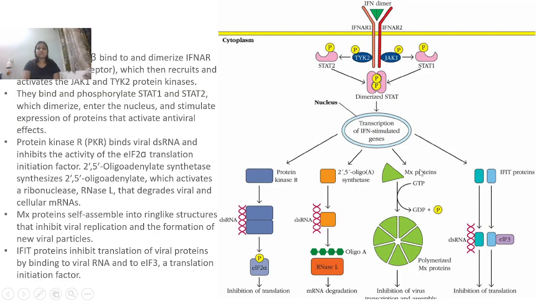So these MX proteins will convert GTP to GDP plus P, and they will self-assemble together. You can see this is the complex formed by the MX proteins, and they will form a ring-like structure and will inhibit viral transcription as well as assembly.